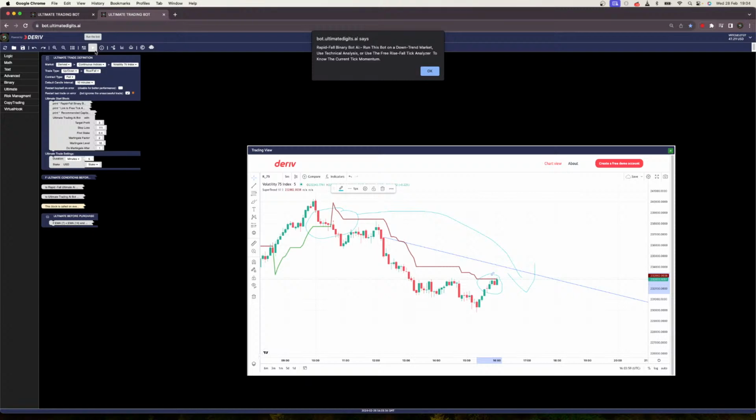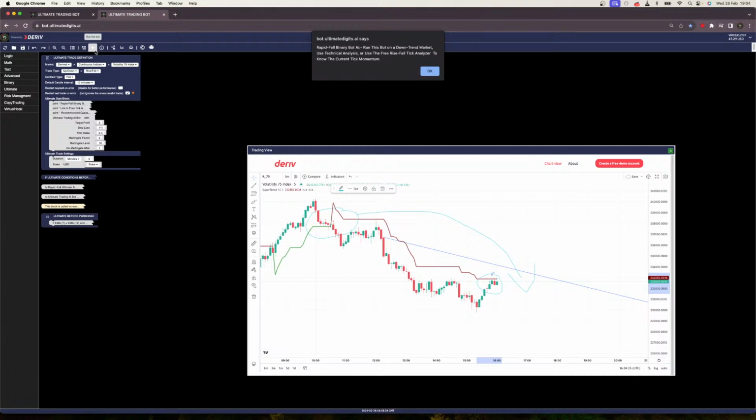For example, on this rapid call payment API, it tells you that you should run on a downtrend market, use technical analysis or use the free rise and fall tick analyzer to know the current momentum. I'll show you that later in this live. But you can use any strategy, just run the bot on a downtrend market. You can use any technical approach you want to determine the current market trend.